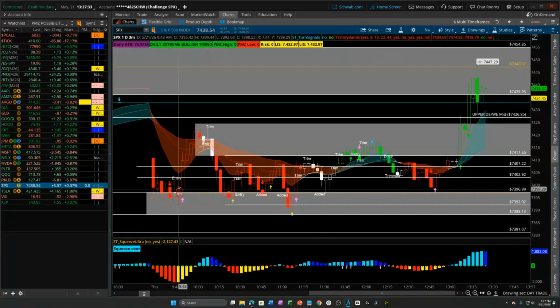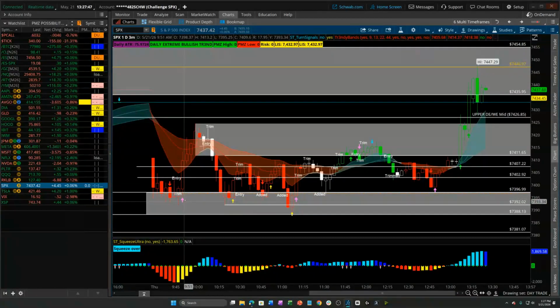I entered at the PMZ. I took about 6 points from the market. Then I got break even, stopped out. I did not trade this candle because once a trade works one time on an aggressive approach, I'm good. All right. I'm not going to do it again, typically, unless we're in chop. And we'll talk about that.